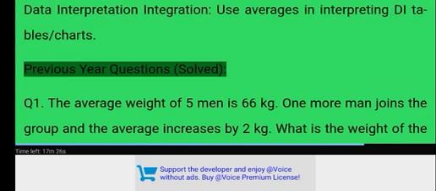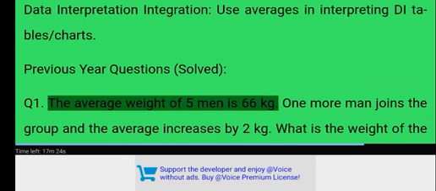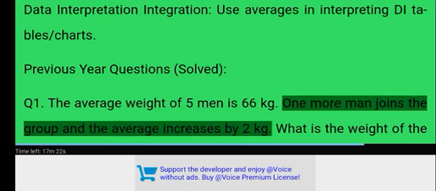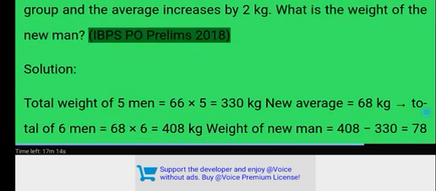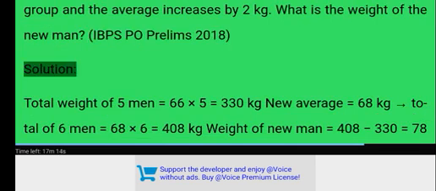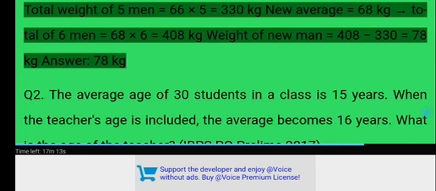Previous year questions solved. Q1. The average weight of 5 men is 66 kg. One more man joins the group and the average increases by 2 kg. What is the weight of the new man? IBPS PO Prelims 2018. Solution. Total weight of 5 men equals 66 times 5 equals 330 kg. New average equals 68 kg, so total of 6 men equals 68 times 6 equals 408 kg. Weight of new man equals 408 minus 330 equals 78 kg.